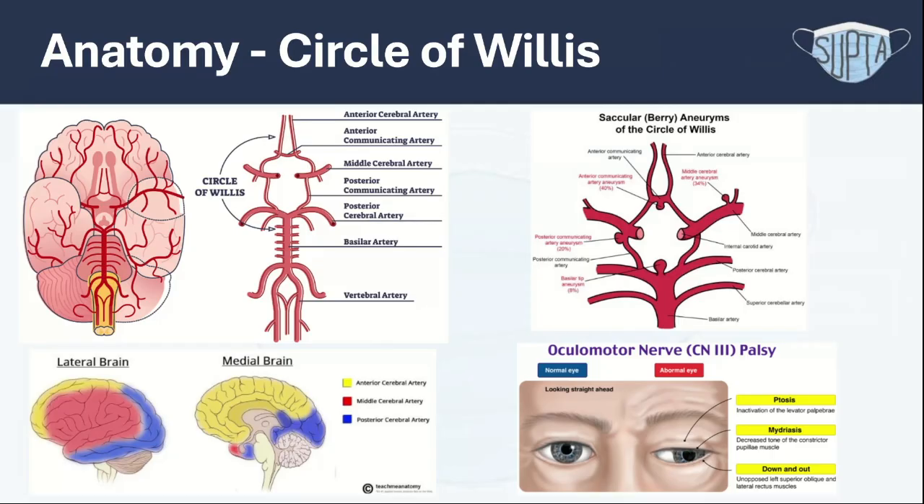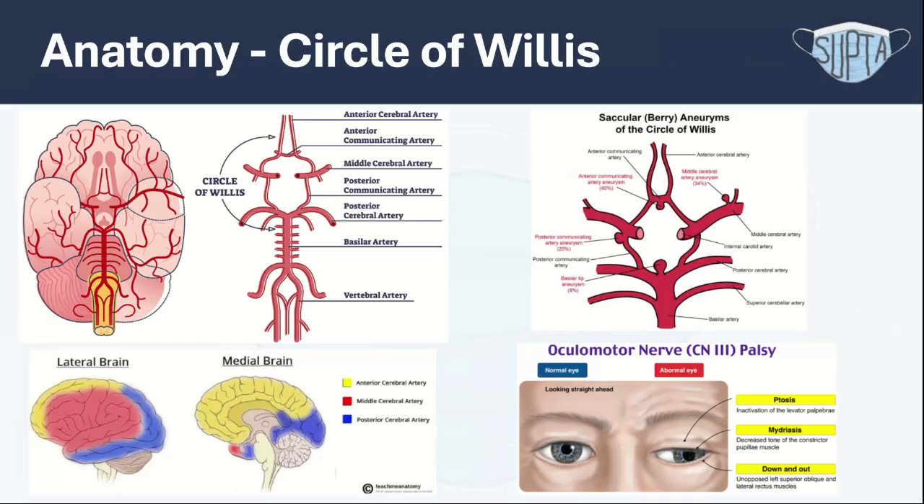A classic example is a posterior communicating artery aneurysm causing a painful third nerve palsy. The oculomotor nerve, or cranial nerve 3, runs close to the posterior communicating artery, an important point to remember. So an aneurysm here can compress that. This gives the classic triad of ptosis, a dilated pupil, and the eye sitting down and out. Again, sometimes asked in exams.